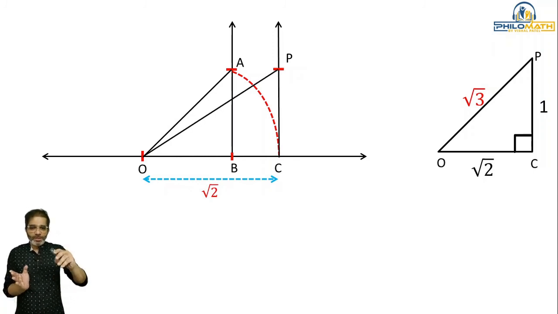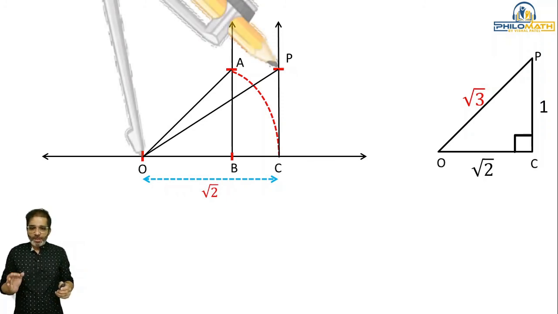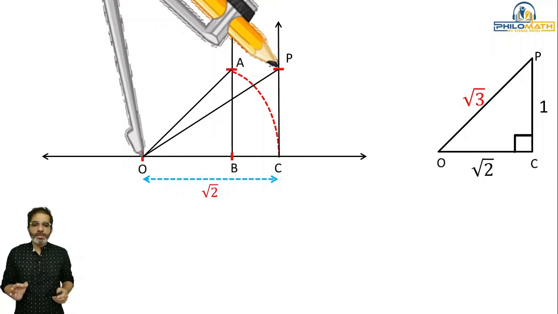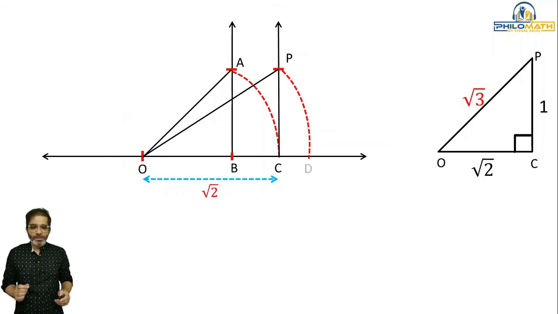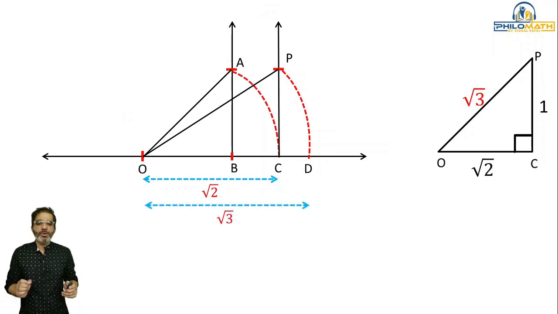Now the same thing, this root 3 we have to take on a number line. So I'm taking a rounder such that the rounder point is at O and the pencil point is at P. So from P, when I cut an arc, that particular point is nothing but point D, and OD is nothing but root 3.